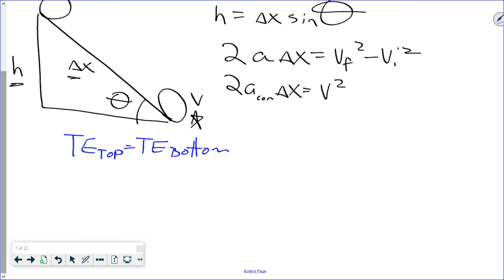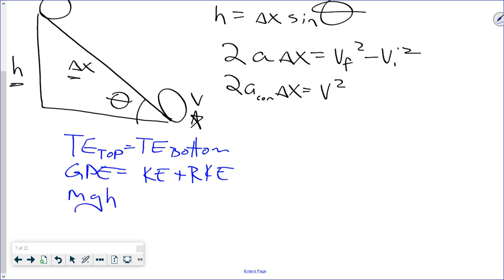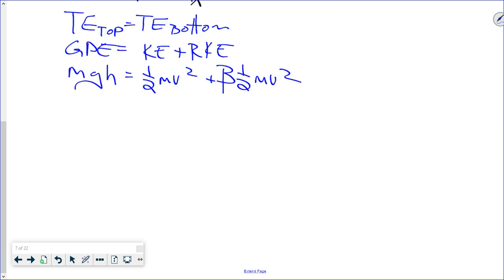All right, so our total energy at the top is equal to the total energy at the bottom. That means that our GPE at the top is equal to our KE plus our RKE at the bottom. GPE at the top is mgh. KE at the bottom is 1/2 mv squared. Remember, rotational kinetic energy, as long as you're going through smooth rolling, is just beta times your kinetic energy. So I notice that my masses cancel.